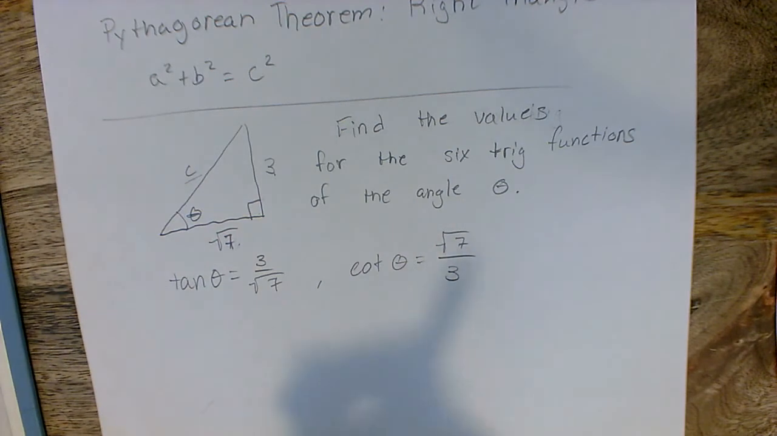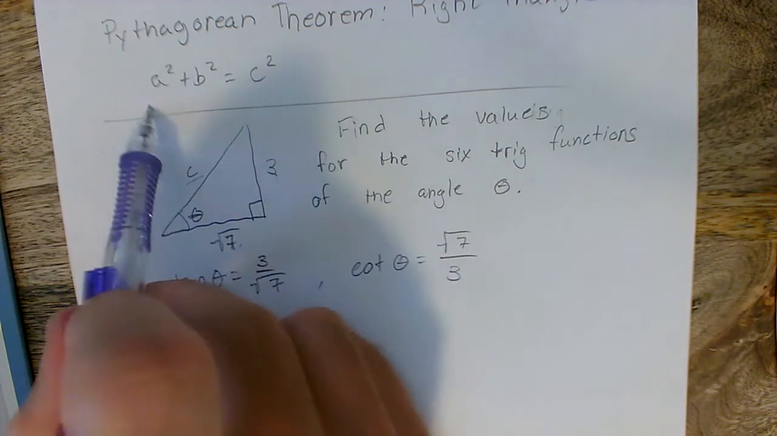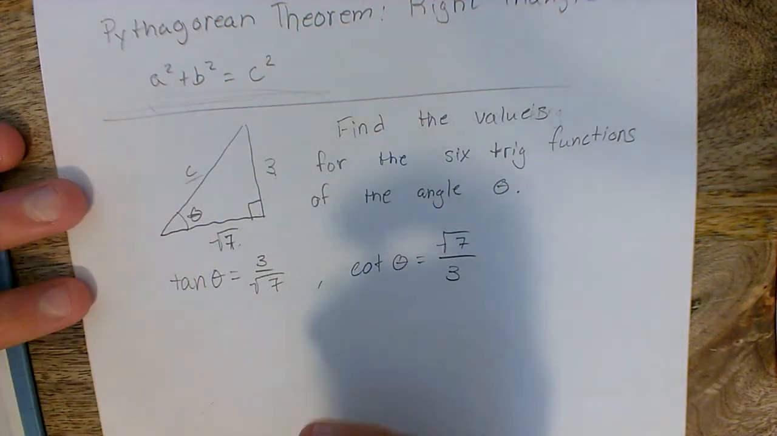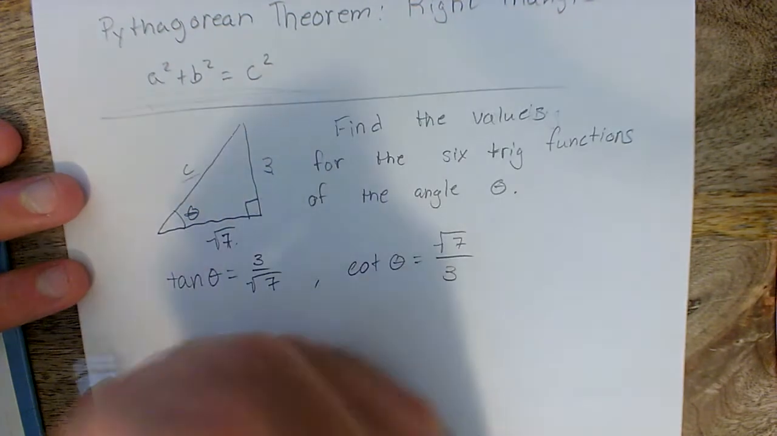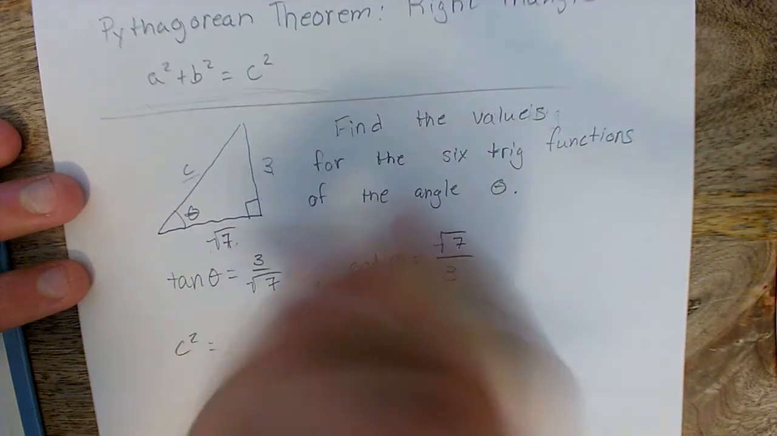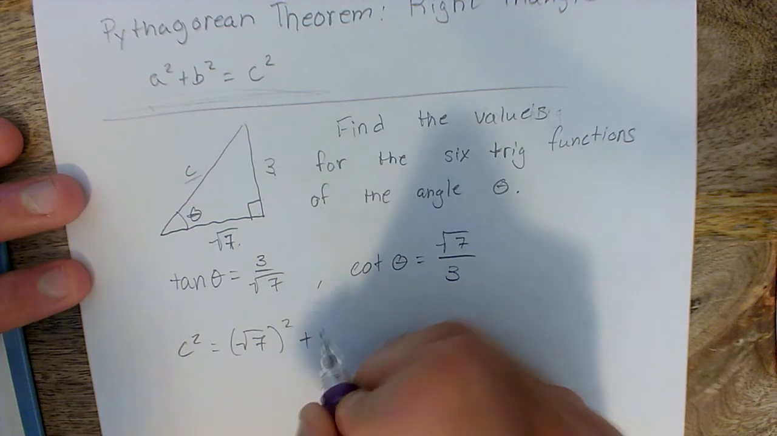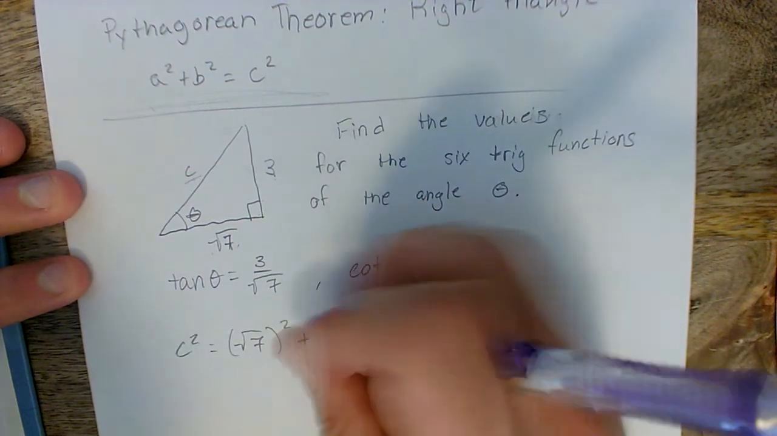Okay, so how are we supposed to find the other 4 if we don't know what c is? Well, that's where we can use the Pythagorean theorem to find out what c is. a squared and b squared are just sides of the triangle, so c squared is equal to the square root of 7 squared, I'm sorry, not the square root, plus 3 squared.